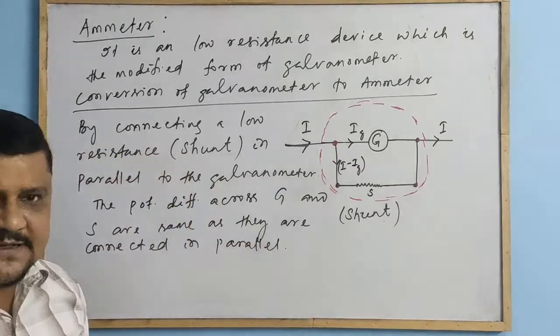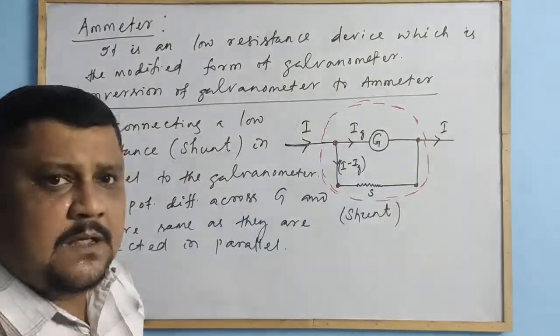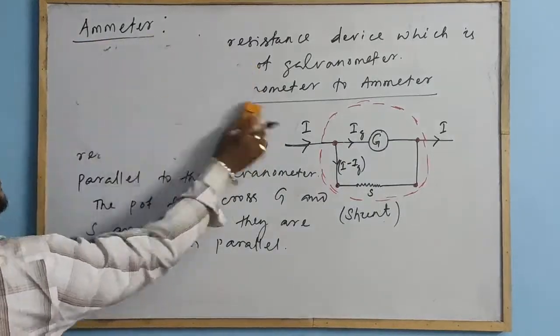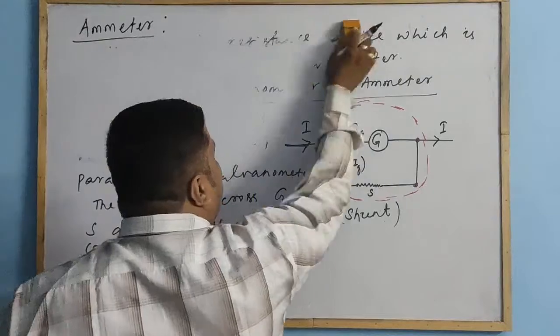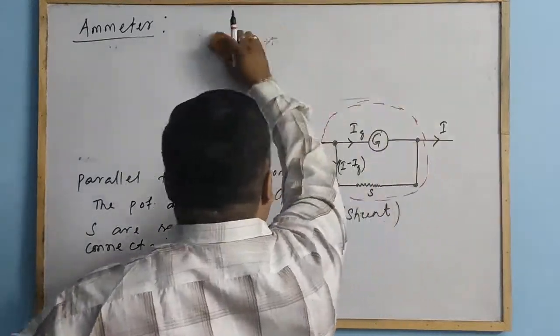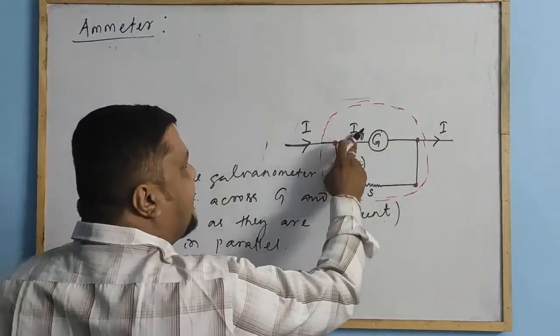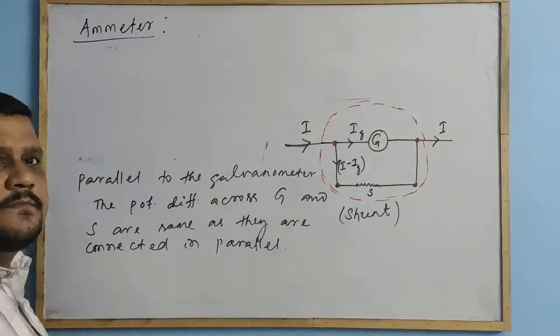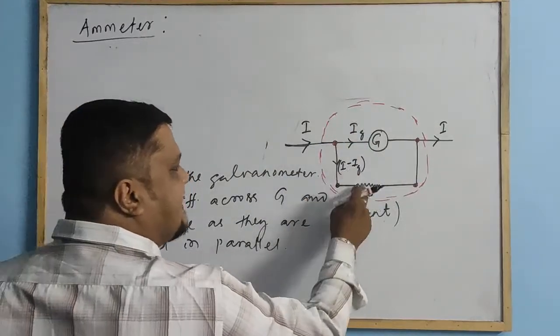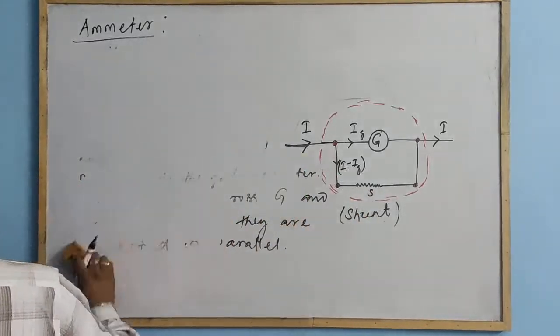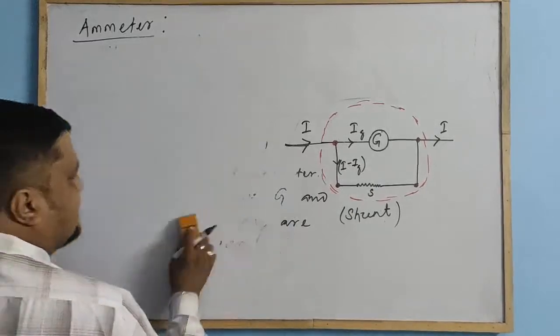So what is the potential difference between this? What is the potential difference between these two, between the galvanometer and R? Current is Ig, and let G be the resistance. And here the current is I minus Ig and the resistance is S, the small resistance S. Then what is the potential difference?